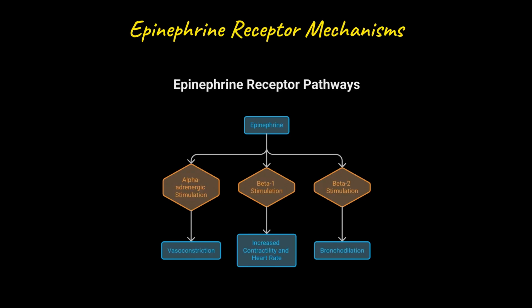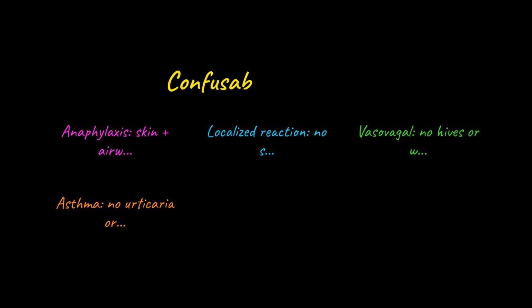Epinephrine is the perfect counter to every physiologic problem. Alpha stimulation reverses vascular leak and hypotension. Beta-1 stimulation restores cardiac output. Beta-2 stimulation reopens the airways by relaxing bronchial smooth muscle.